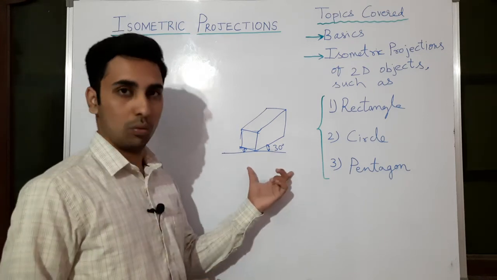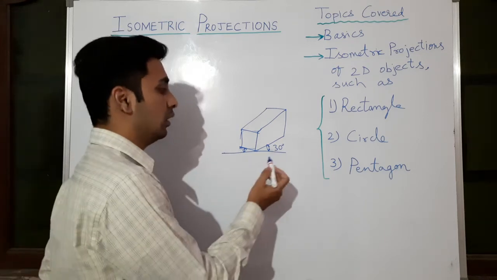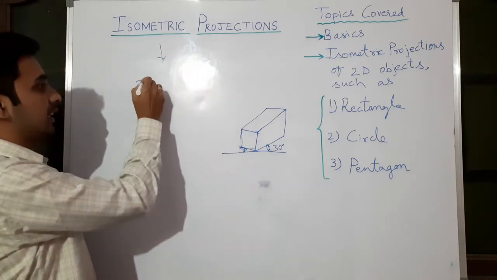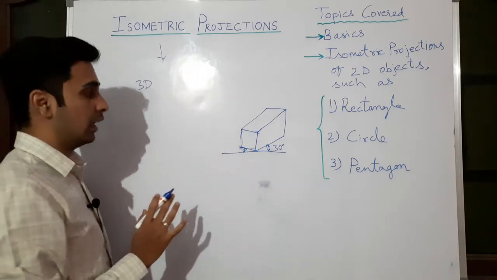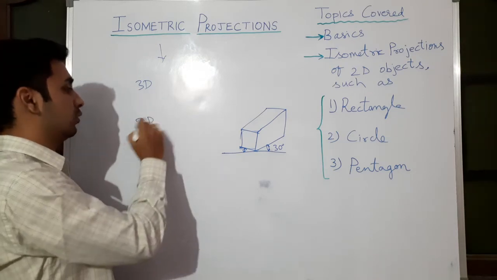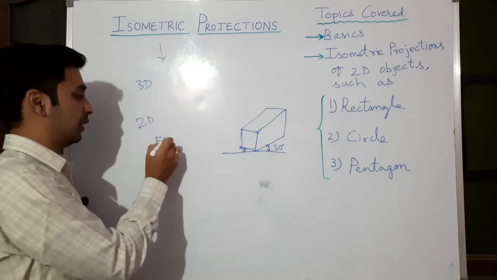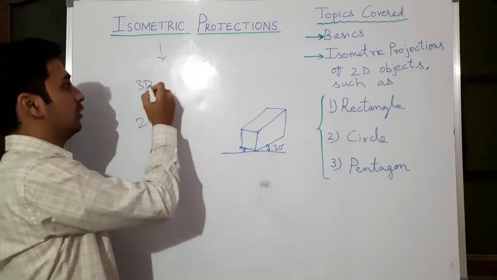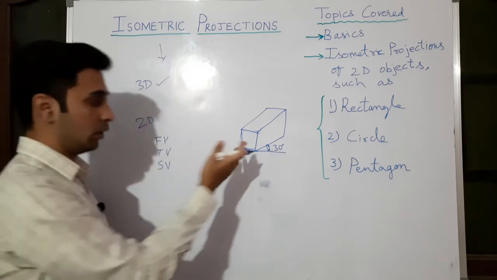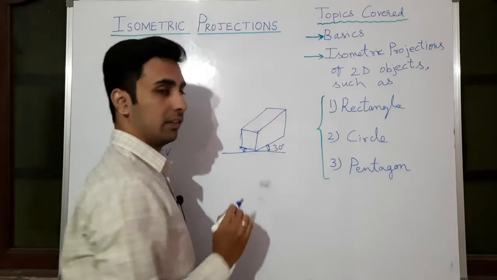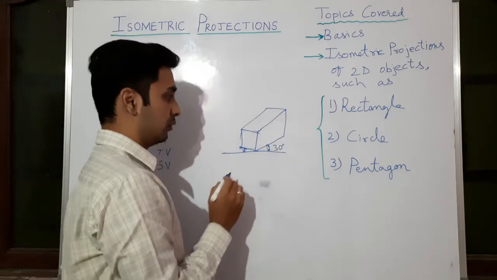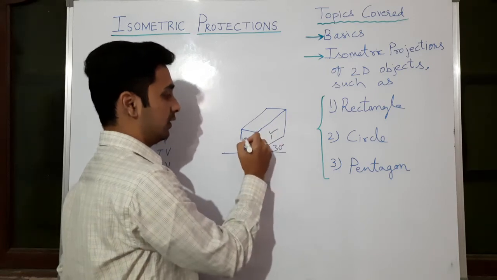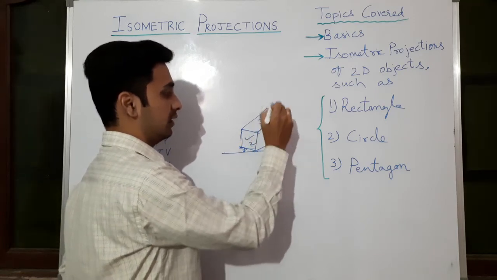Okay, imagine a cuboid in a 3D way. So in isometric we will do 3D diagrams. In orthographic, it is 2D: what you have done earlier, front view, top view, side view. In isometric, you will be doing a 3D diagram. So imagine one object as a cuboid, a 3D diagram. Here we have this face 1, this face 2, and this is another face 3.